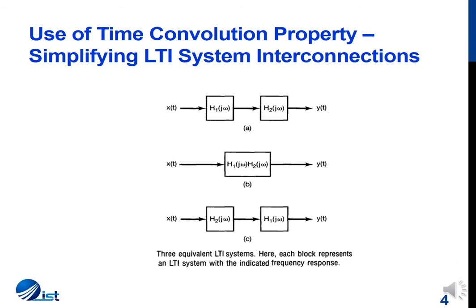The time convolution property can also be used to simplify LTI system interconnections. If we have two systems connected in cascade, the resultant Fourier transform is a product of the Fourier transforms, and this is the commutative property. It can also be that the first system comes later and the second system H2 of j omega comes earlier. Since Fourier transform obeys the laws of linearity, the parallel interconnection and the feedback interconnection take a similar form as we have done for Laplace transforms.